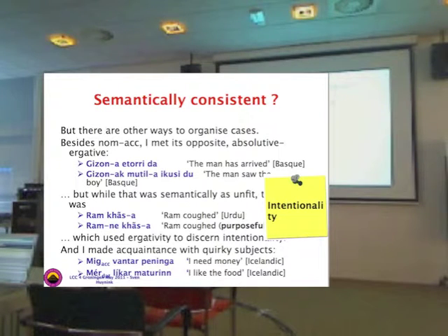Then I stumbled, of course, on absolutive-ergative languages. They look nice, but they have the same problem, only the other way around. Not the highest is always consistent, but the lowest is always consistent. So that wasn't the solution.